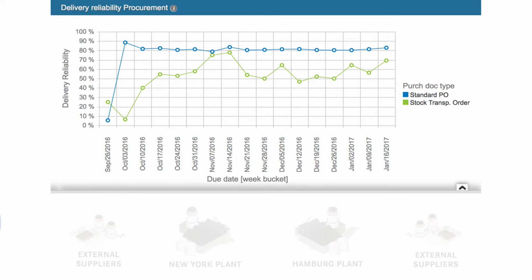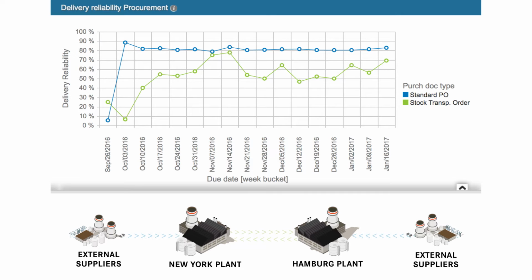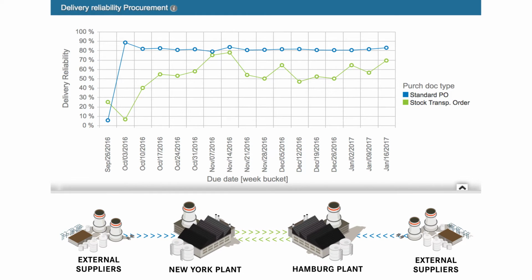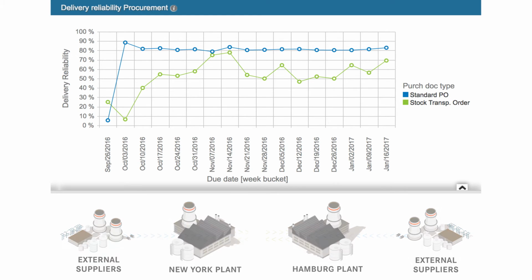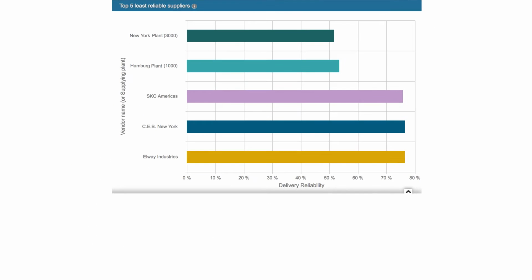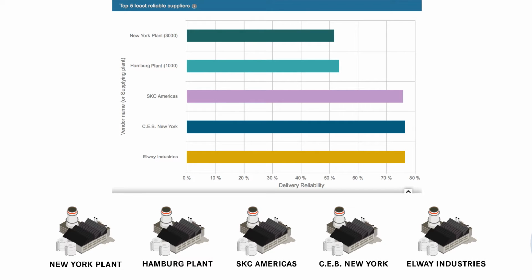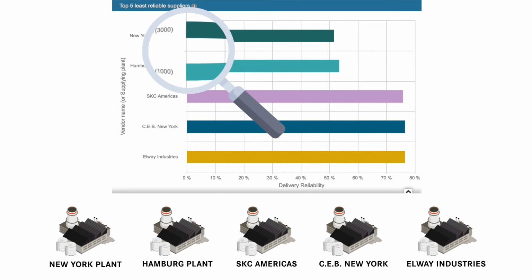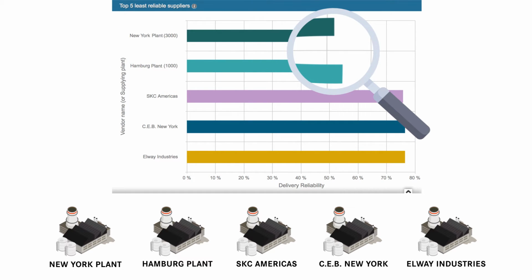Looking at the weekly inbound delivery reliability performance by document type, we can see that standard purchase orders are consistently okay, and the actual issue lies with intercompany stock transport orders. Let's decompose this further to understand at a supplier level who is responsible for the issues. Here we see that New York supplies to Hamburg are the worst, closely followed by Hamburg's delivery to New York. Both have service levels around 50%, which is unacceptable.